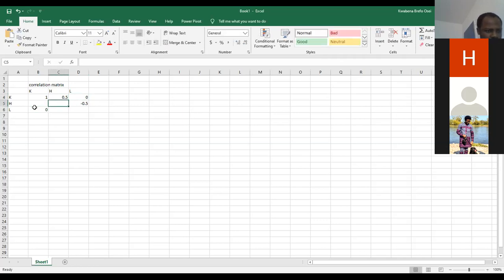And we have K and H at 0.5. And we have this one as 1, this one is 1, and this one is negative 0.5. So we have this one, the correlation matrix.